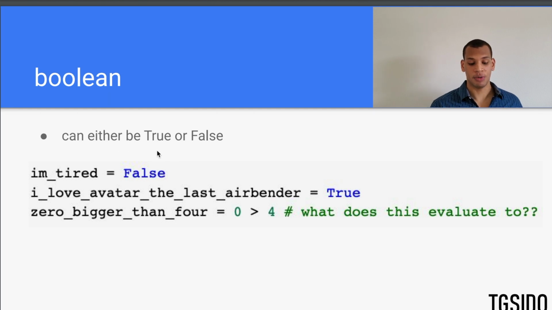So over here, Boolean. This can either be true or false. And here are some examples. This is one of the simplest variable types. I'm tired is equal to false, right? I love Avatar: The Last Airbender is equal to true. And then over here, 0 bigger than 4 is equal to 0 greater than 4. Okay? So over here, you're probably wondering, this isn't true or false. Actually, this expression can evaluate to true or false. What do you think this evaluates to? Put it in the comments and let me know, is this going to be true or false?